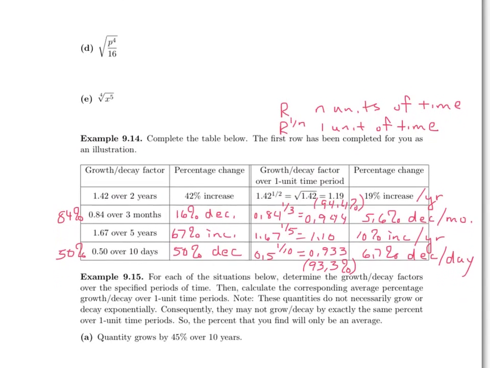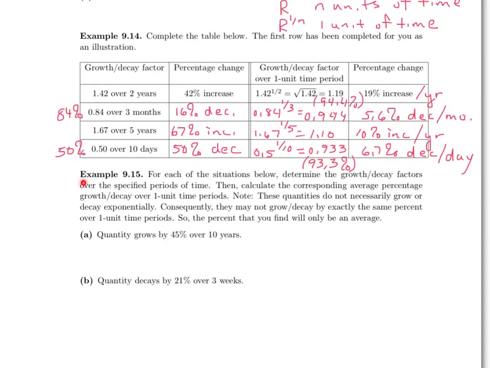Okay, let's go ahead and look at example 9.15. For each of the situations below, determine the growth or the decay factor over the specified period of time, and then calculate the corresponding average percentage growth or decay over 1-unit time periods. Note, these quantities do not necessarily grow or decay exponentially. Consequently, they may not grow or decay by exactly the same percent over 1-unit time periods. So the percents that you find will only be averages.